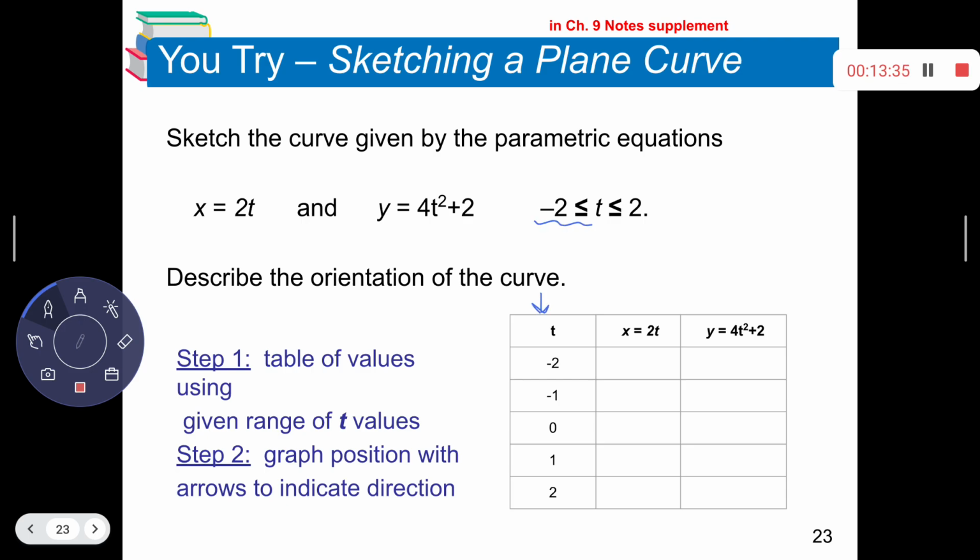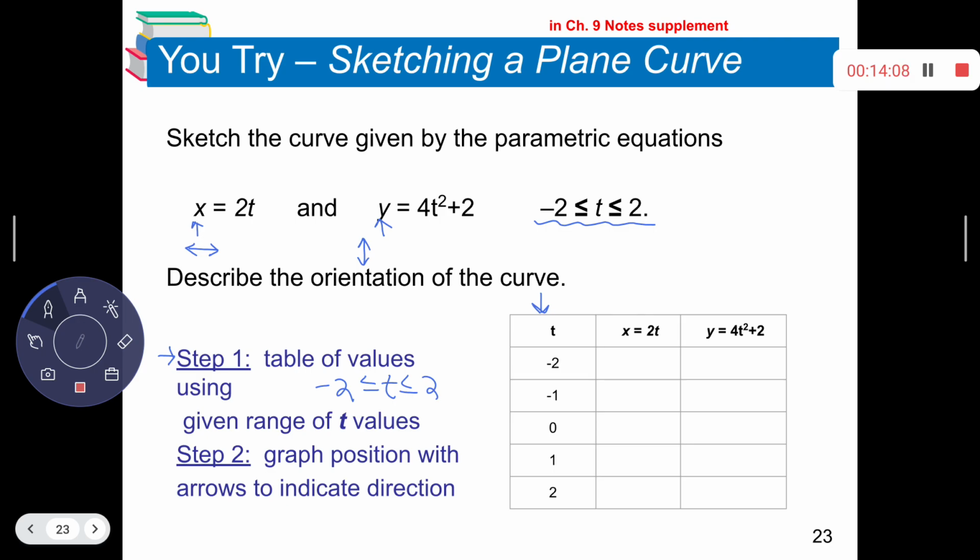If they weren't, though, you're always going to get those from the given interval that they give you for your time. This is going to give you your x position or right-left position of your particle. This function is going to give you your y or your up-down position. So step 1, table of values using given range of t values, which in our case is -2 to +2.